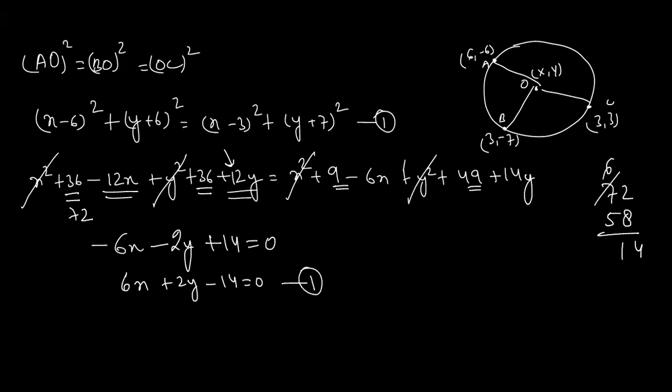Understood? Or still having some doubt? Sir, if AO and OC are equal and they are equidistant for x and y, we can just use x1 plus x2 divided by 2 is equal to the x coordinate of O.